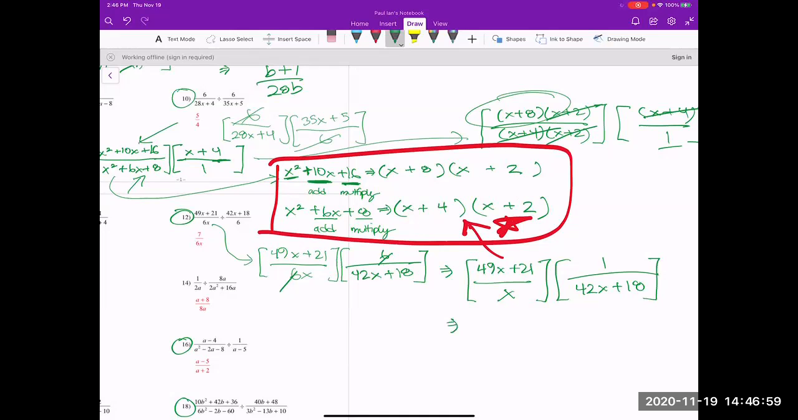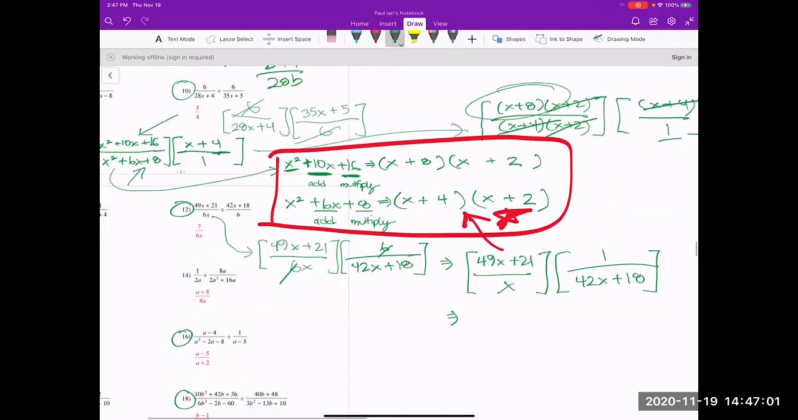And then now you want to factor something out. 49, 21, 42, and 18. Is there something that you can factor out from those? This one's a tricky one. Let me see. So that's 3, 7, 3 will work. The thing is, what about the, let me think.